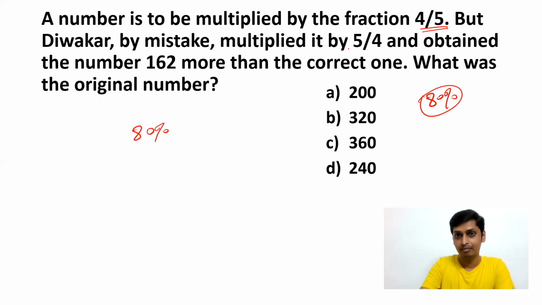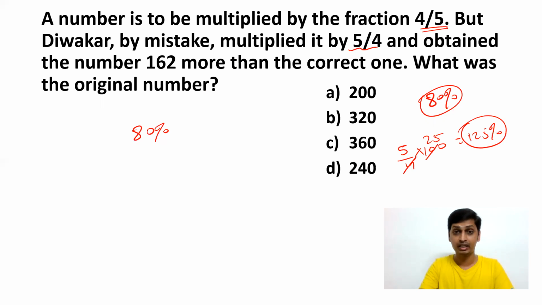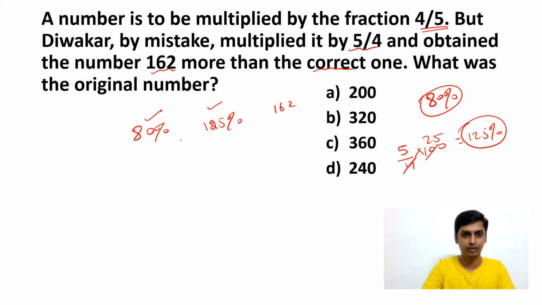But by mistake, he multiplied it by 5 by 4. So what is 5 by 4 in percentage? It is 125, right? If you have a doubt, just multiply this by 100. You get the answer. So it is 125%. But he multiplied by 125% and obtained 162 more than the correct one, right? So the difference between this 80% and 125% is 162. Now, what is the difference between 80 and 125? You get 45%, right? So this 45% is nothing but 162.